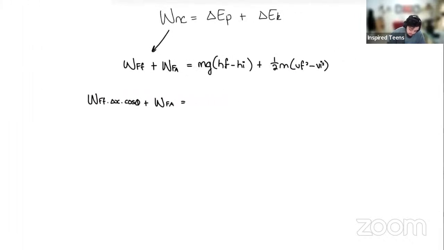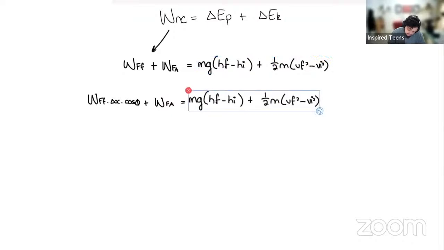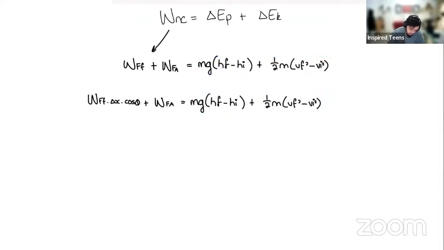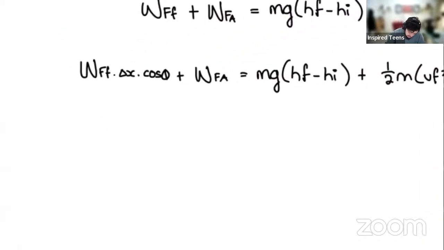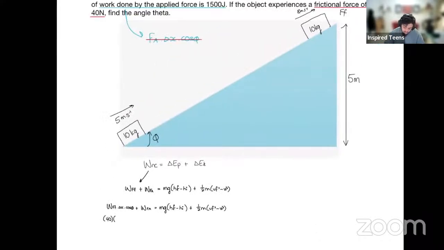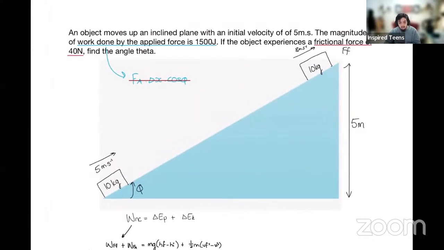Okay, and then of course we have the same thing here. Right, let us start substituting. Okay, the frictional force is 40 newtons. It's given. Now delta x, let's see if we have delta x. And of course we don't.